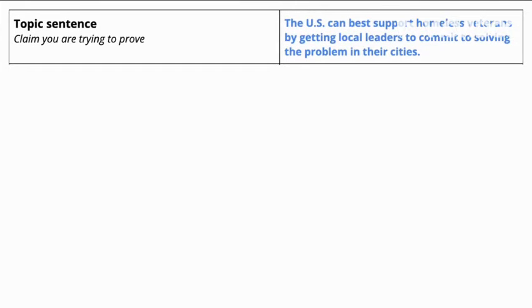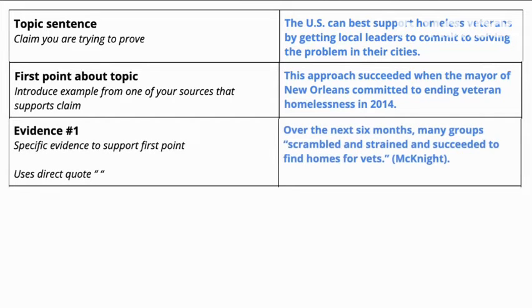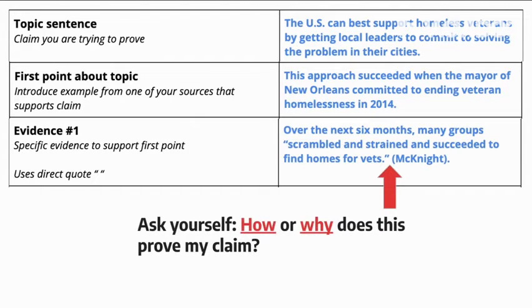So, in my example, we know that for the topic sentence, I was making the claim that homeless veterans could be better helped if local leaders committed to solving the problem. I made my first point about the mayor who did this in New Orleans in 2014, and I included a piece of evidence that showed that this approach actually worked and they were able to solve the problem of homeless veterans in New Orleans. Now I have to ask myself, how or why does that prove my claim?